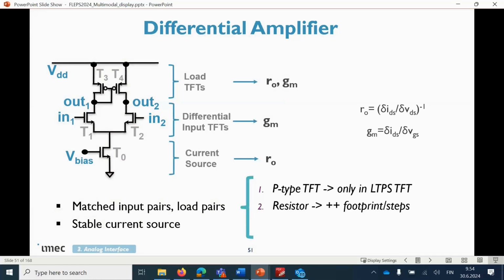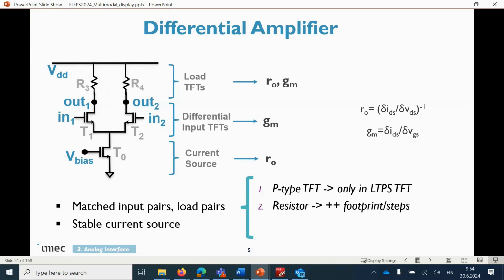And the basic block that you need to make an analog interface is what we call an amplifier, preferably a differential amplifier to reduce noise. I have here a schematic of the very basic amplifier that is used in CMOS technology. Again, you have the same problem here as before. You need both P-type and N-type, which are usually not available in the TFT technology using IGZO, for example, or amorphous silicon.